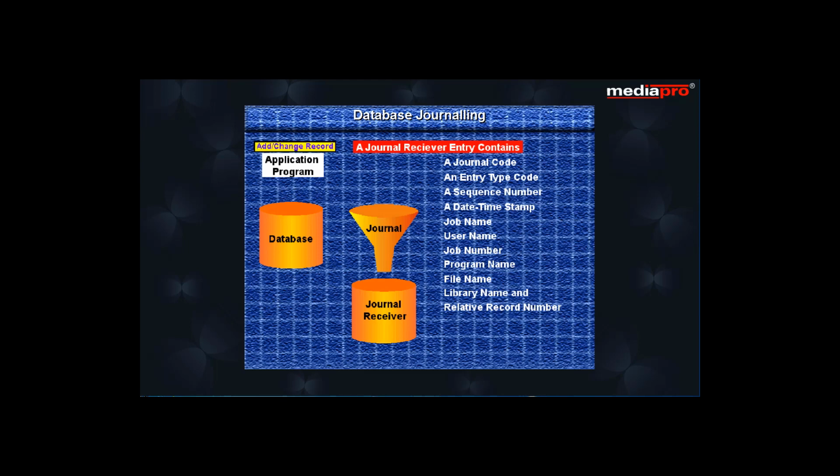When a new record is added to the physical file or an existing record is updated, the journal entry will contain a copy of the changed record. This is called the after image of the record. You can also have a copy of the record before it was changed. This is called the before image record.